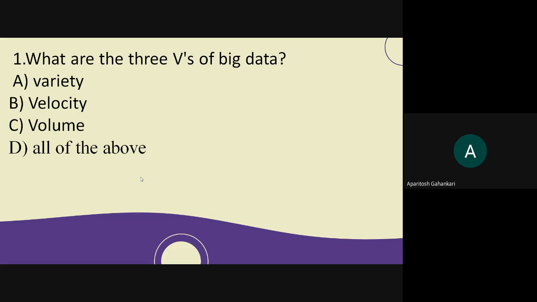Why? Because you have the heterogeneous resources from which you are collecting the data. That is why there is a variety. Velocity, that means you have a great amount of speed at which the data is getting generated, and the volume is also large. Okay, so variety, velocity, and volume. So all these are the 3 V's of the big data.